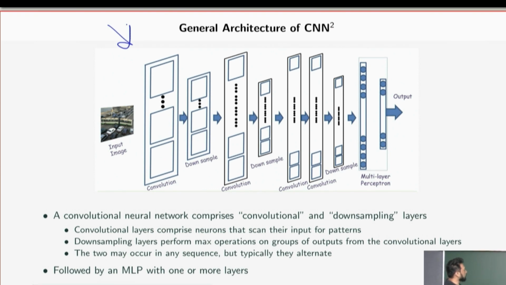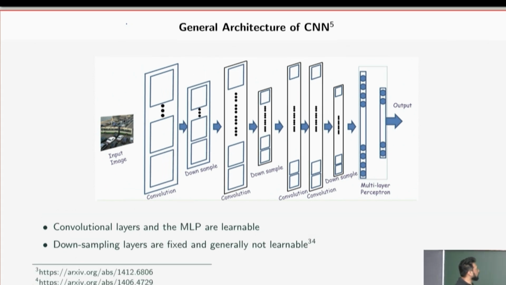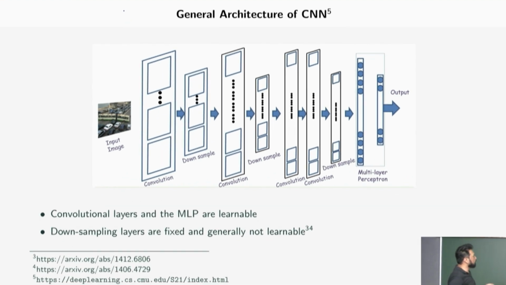Obviously convolution layers comprise neurons that scan the input, downsampling layers perform max operations, and the two may occur in any sequence if you like, depending on the problem at hand. Convolution layers, as we have seen, are learnable. By learnable we mean that there are weights that can be updated. These filters are basically neurons, and the neurons come with their weights. We build a loss function, and if the loss is high, we compute the gradient and move in the direction of the negative gradient to minimize the loss.